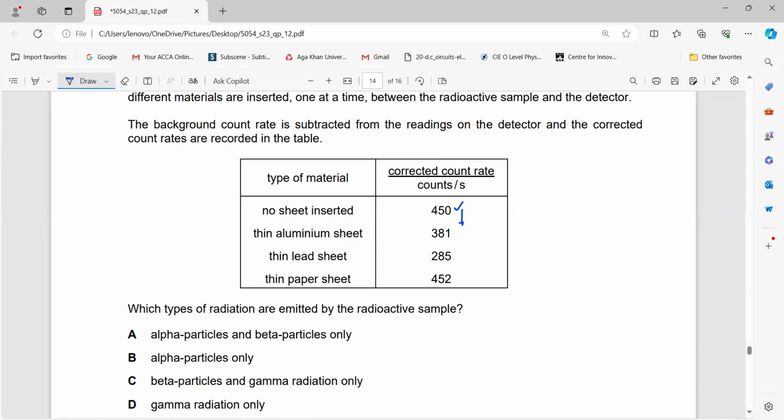An aluminum sheet stops alpha particles and beta particles. Okay, so I'm here at this point. I'm assuming that beta particles are there and alpha too. Then with the lead sheet, alpha stopped, beta stopped and gamma also stopped. With a thin paper sheet, I don't think so. 450 is random, so it stayed between 450 and 452. A paper sheet stops alpha particles. I don't think alpha particles exist now. So it's beta particles and gamma radiation only. Why? Because if alpha particles existed, they would be stopped by the thin paper sheet, and the count would have gone down significantly.